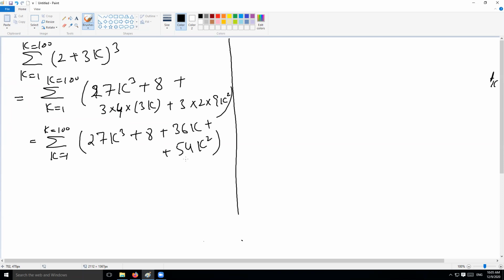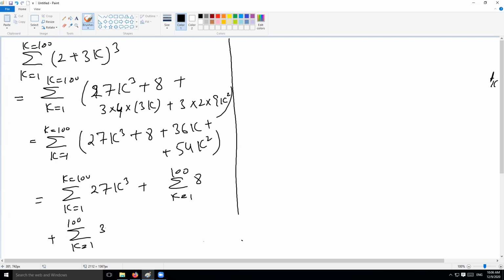And now what can you do? By the previous property, I can apply this sum individually on each term. So I can do the sum from k equal to 1 to 100 of 27k cube, plus the sum from k equal to 1 to 100 of 8, plus the sum from k equal to 1 to 100 of 36k, plus the sum from k equal to 1 to 100 of 54k squared.